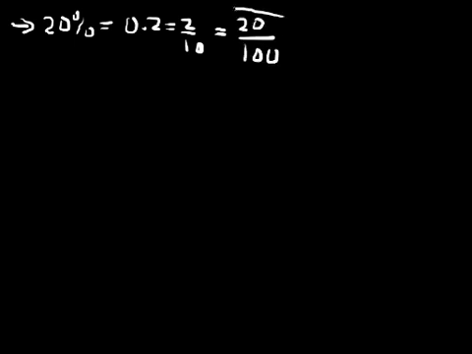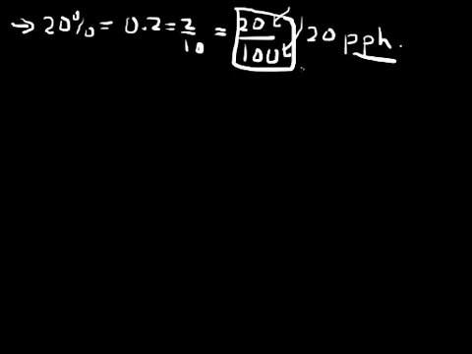So what does 20% mean? You know that 20% is 0.2 or 2 out of 10. Now let's say we want to represent this as over 100. You just multiply the top and bottom by 10. Whatever you do at the top, you do the bottom. 2 times 10 is 20 over 100. So this is 20 parts per 100, and the reason is you're saying there's 20 for every 100.